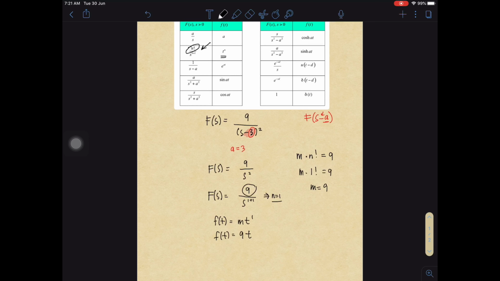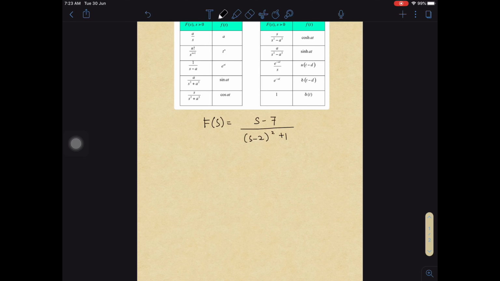Don't forget that before this you took out the value of a, and this value of a will create an exponent function in front of your function here. Therefore you will have your final answer f(t) equal to exponent at, so exponent 3t times 9. This one is your answer.